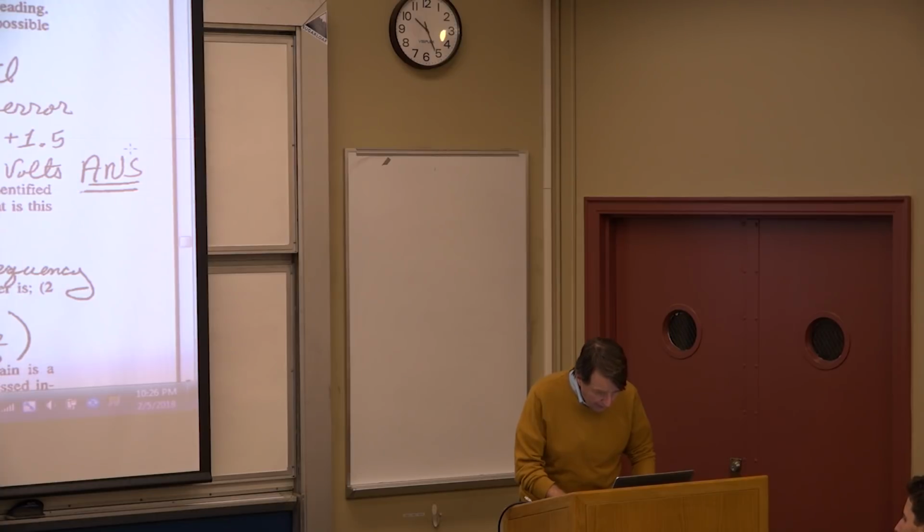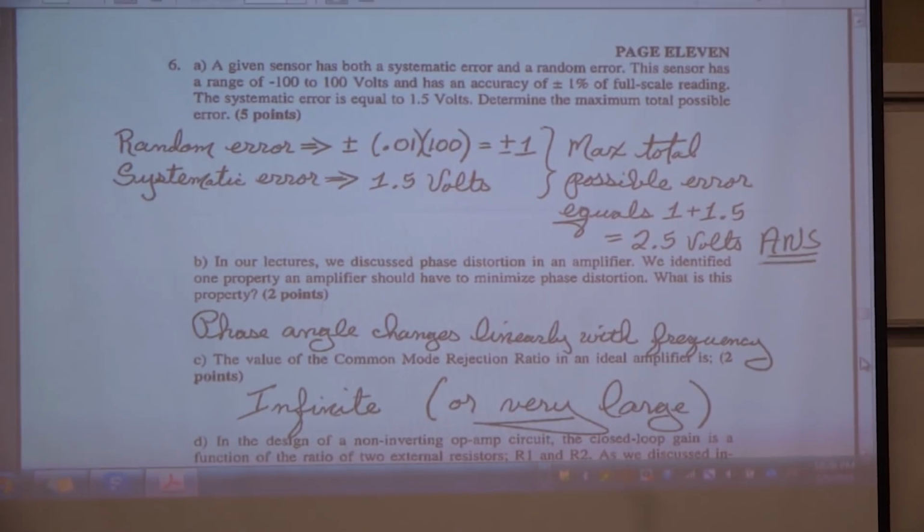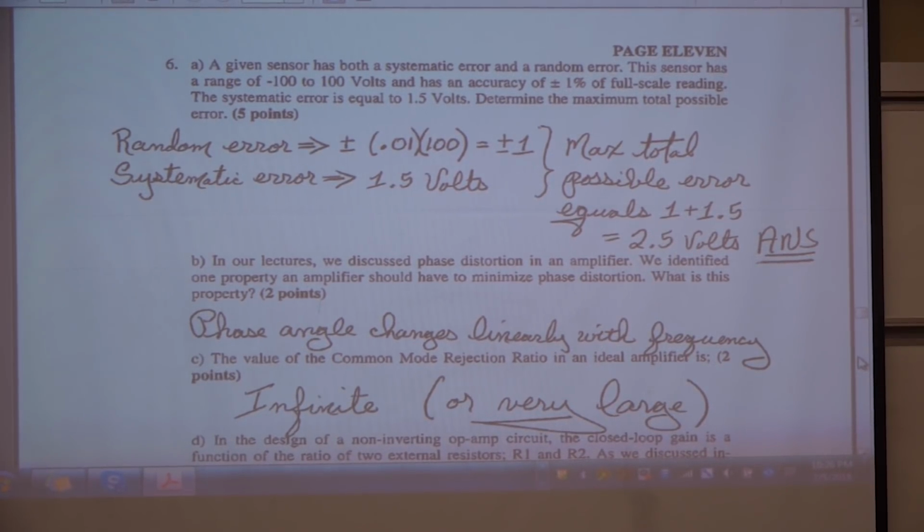Next one, common mode rejection ratio. That's the ratio of the good gain to the bad gain. That's infinite.